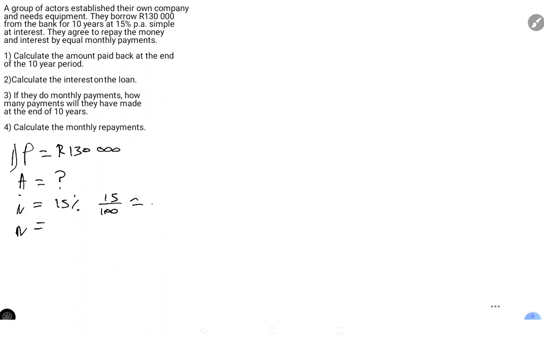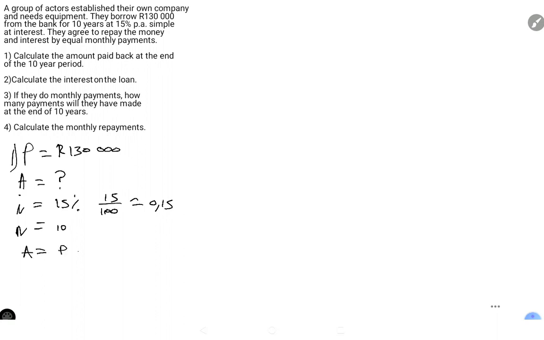Okay, so this should be 0.15, and I'm going to make sure on my calculator. 15 over 100, that gives me 0.15. Yes, and then n is 10. Okay, so now we're going to substitute into our simple interest formula.